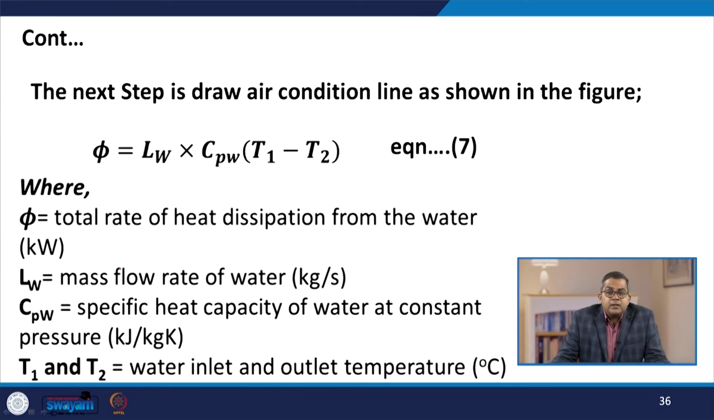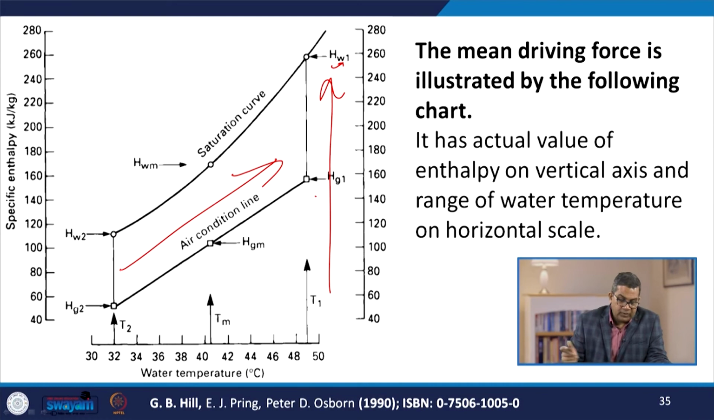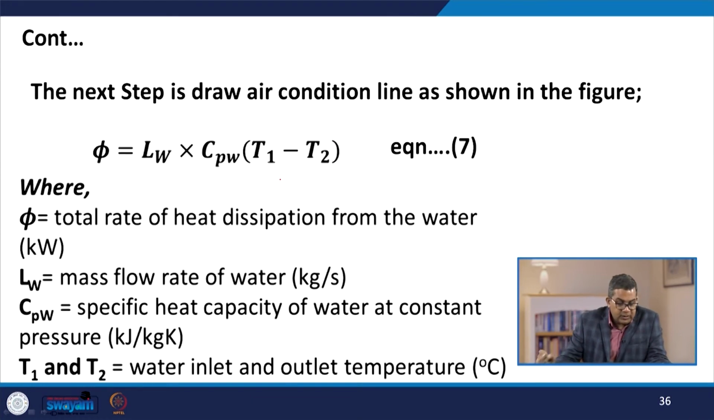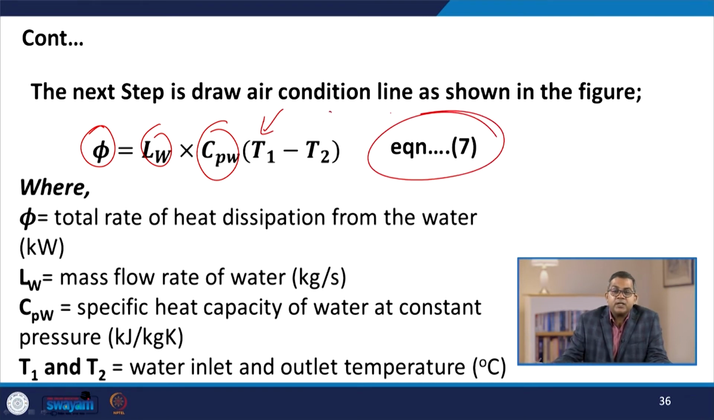Now, another step which we need to look into is to draw the air condition line. Here you see this air condition line. Now, phi is equal to Lw into Cpw into (T1 minus T2), and that is equation number 7. Now, what is phi? Phi is the total rate of heat dissipation from the water, and that is represented in kilowatt.